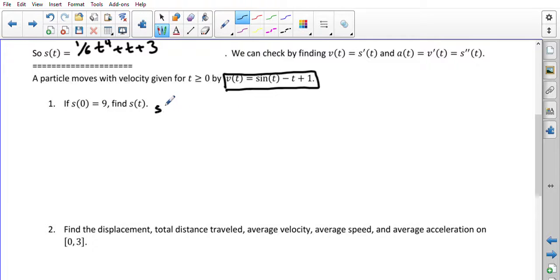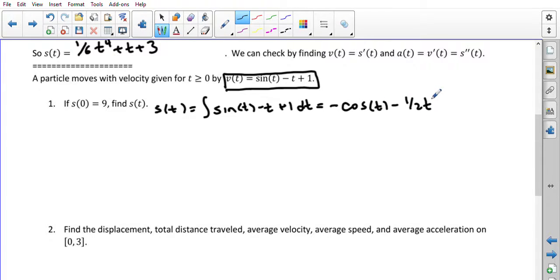So we'll follow that same process. First thing we're going to do is just integrate the function, sine of t minus t plus 1 dt. That gives us negative cosine of t, minus 1/2 t squared plus t plus c.